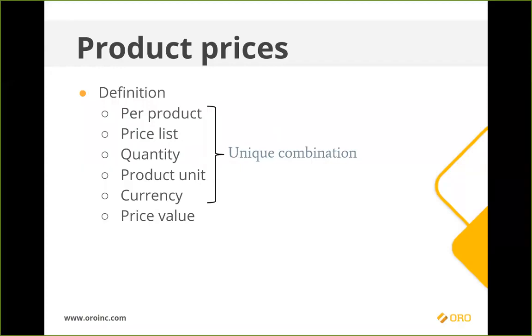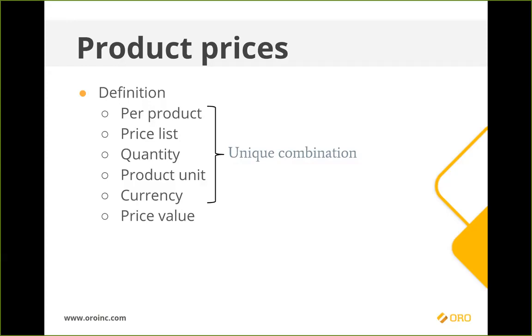Next thing is the price list. So price list is just a group of prices. You may have, for example, a price list for manufacturer, or price list for a customer, or price list for a customer group, or any other group of the prices. And this group is called price list.